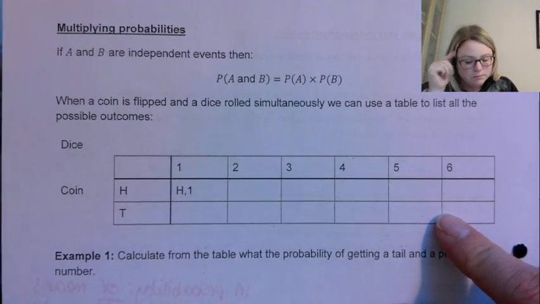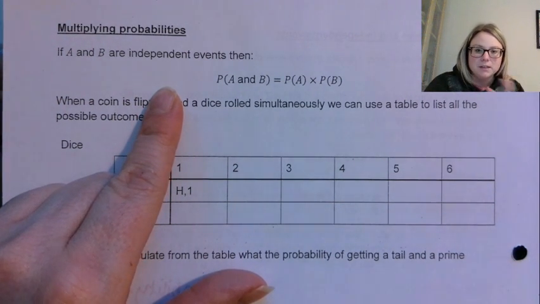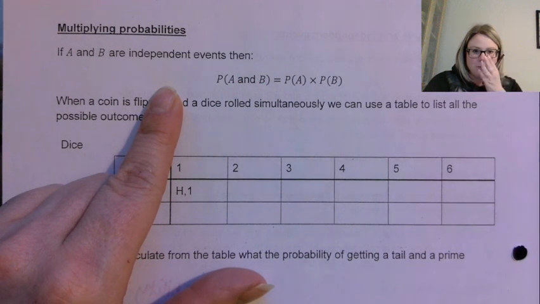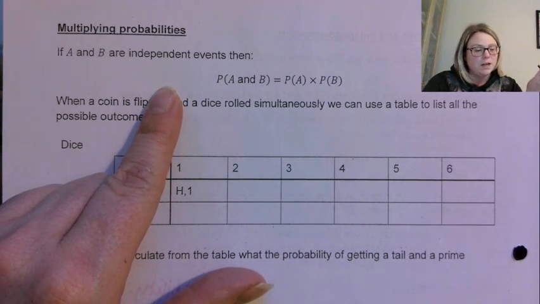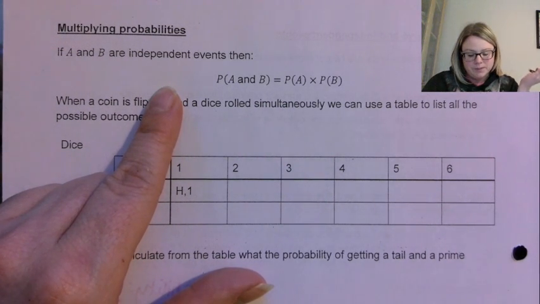The first one is the situation where we've got two independent events, and if you remember from yesterday's lesson, independent means that one has absolutely no effect on the other one. So it doesn't matter what happens in event A, event B will not be affected by that, right?